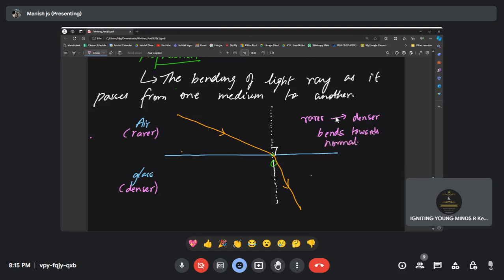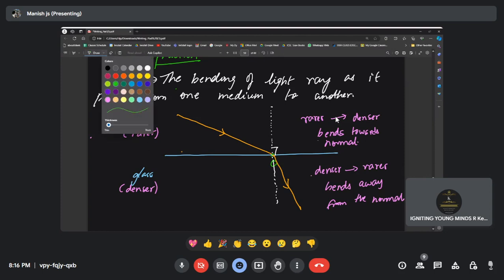Wherein if it is the other way around, vice versa, that is denser to rarer, what would happen? How does it bend? It is going to bend this time the other way around, that is away from the normal. Okay, if it passes from denser to rarer, the light ray bends away from the normal. So this is how it typically behaves in refraction.